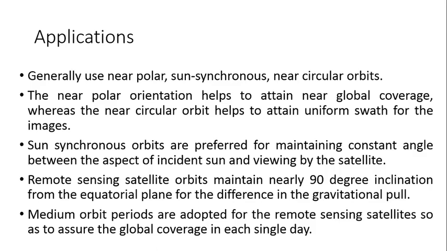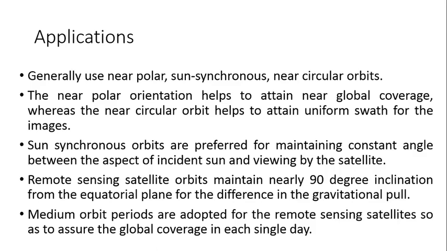The near polar orientation helps to attain near global coverage, whereas the near circular orbit helps to attain uniform swath for the images. Each and every orbit has its own specific characteristics, which define the need as per your application. You can select any of the orbits. Sun synchronous orbits are preferred for maintaining a constant angle between the incident sun and the viewing of the satellite. So this is one of the applications.